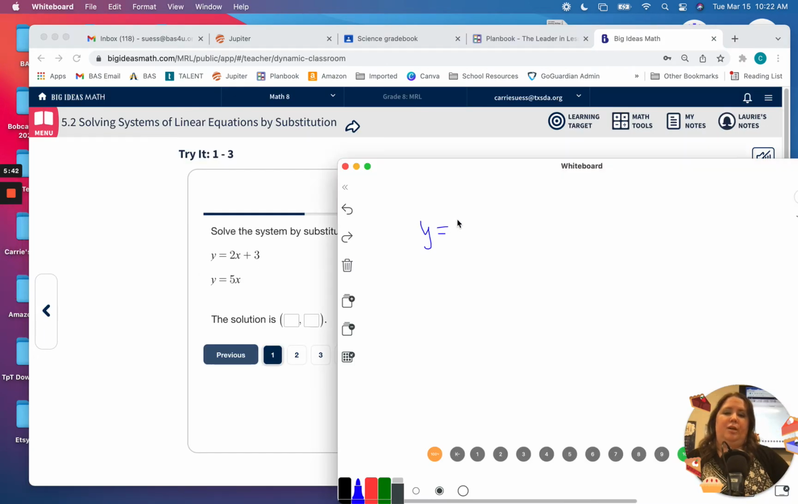Okay, so here's your two equations. Number 1: y equals 2x plus 3, and y equals 5x. It confused me because I didn't realize they were both in slope-intercept form. So they're both already solved for y, but you're still substituting. This is what I taught you last lesson, I just made you solve for y first. So I'm going to take one of these y's and plug it where the other y is. I'm going to grab this one and plug it where this y is. So 5x equals 2x plus 3.